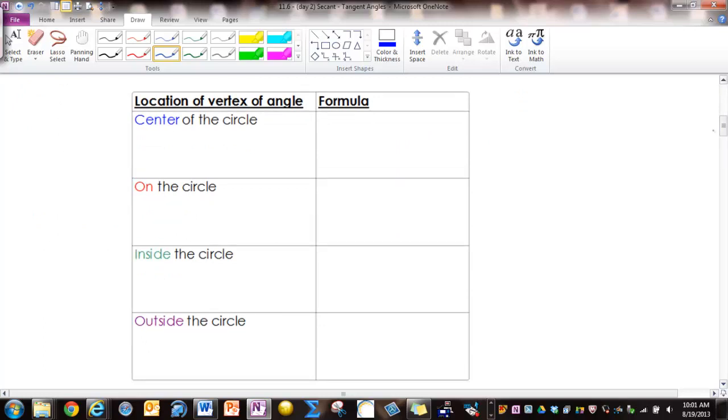Now this is our table from yesterday. This is the table that relates the location of the vertex of the angle to the formula we use that relates the angle to the arcs. Now first, if the vertex of our angle is at the center of our circle, our formula is the measure of the angle equals the measure of the intercepted arc. If the vertex of the angle is on the circle, like an inscribed angle would be, or any other angle that has a vertex on the circle, the measure of the angle would be the measure of the intercepted arc divided by 2.